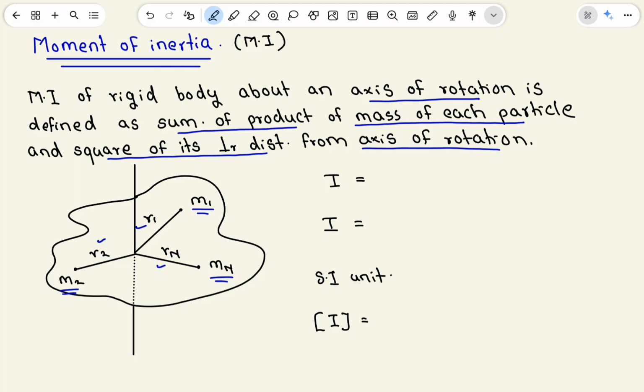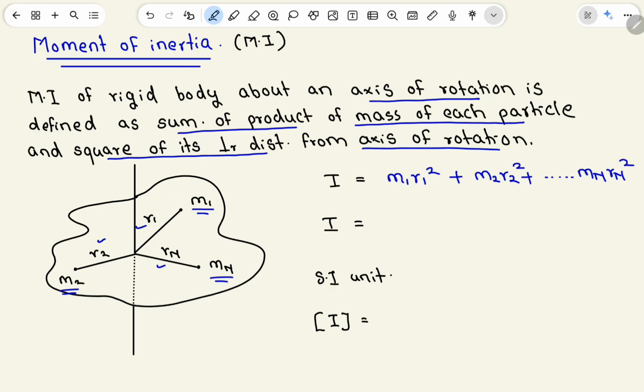So from the above definition, what we first need to do is to calculate the product. Product of what? Mass and the square of the distance of that mass from the axis of rotation. So for the first mass, it is m1 r1 square. For the second mass, it is m2 r2 square. And so on up to, for the nth mass, it is mn rn square. And finally we add these products.